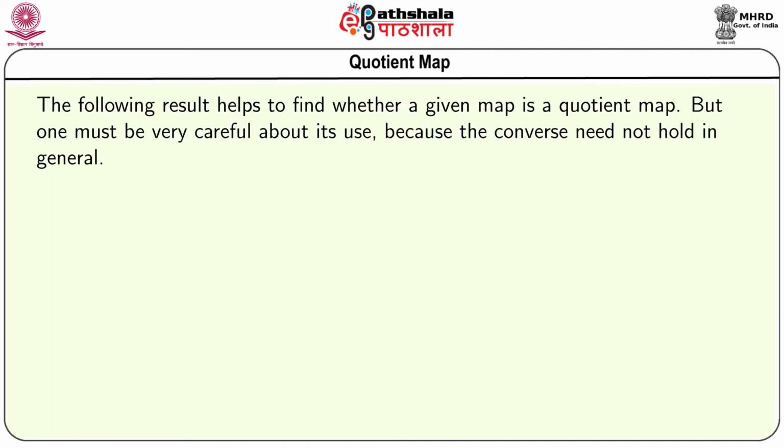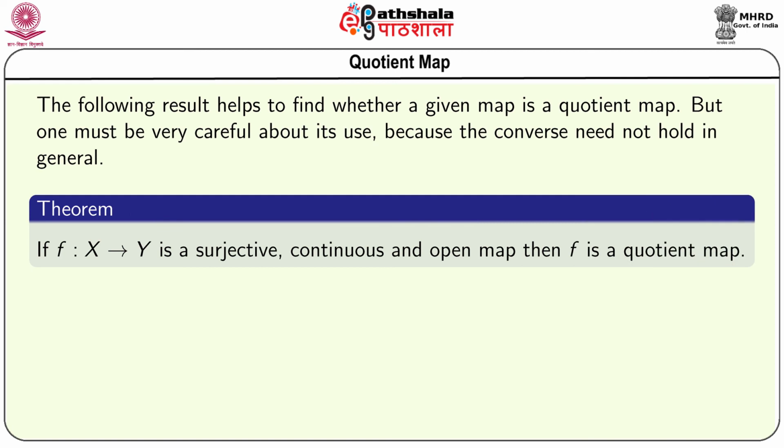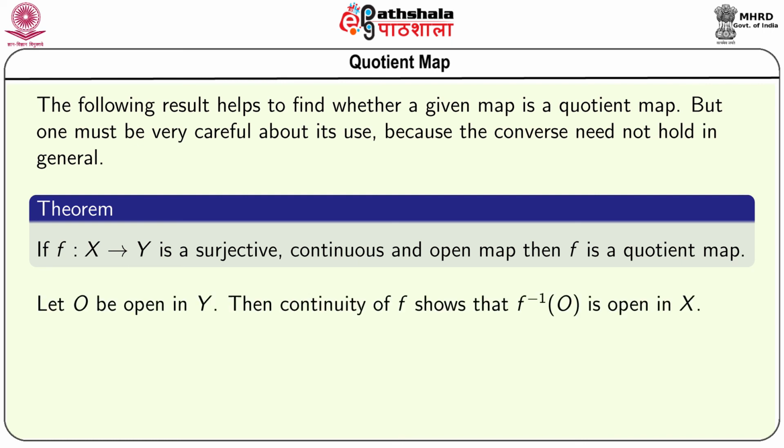The following result helps to find whether a given map is a quotient map or not. But one must be very careful about its use because the converse need not hold in general. If a function f is surjective, continuous and an open map, then f is a quotient map. How do we prove it? We take an open set O from Y. The continuity of f says that f inverse O is open in X.